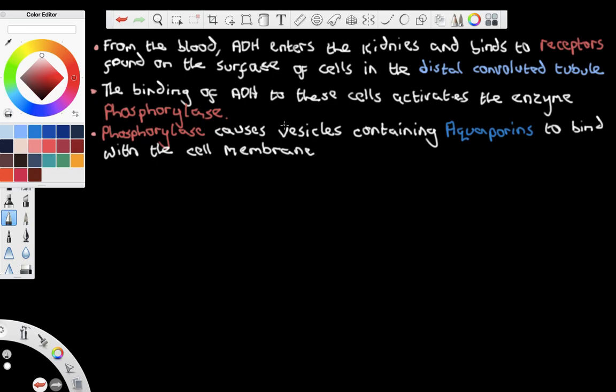Okay? This makes the cell more permeable to water. So I'm going to put in red, making the cell more permeable to water.